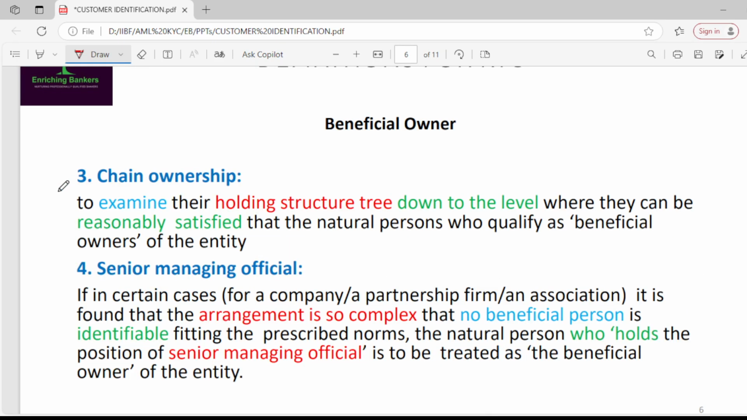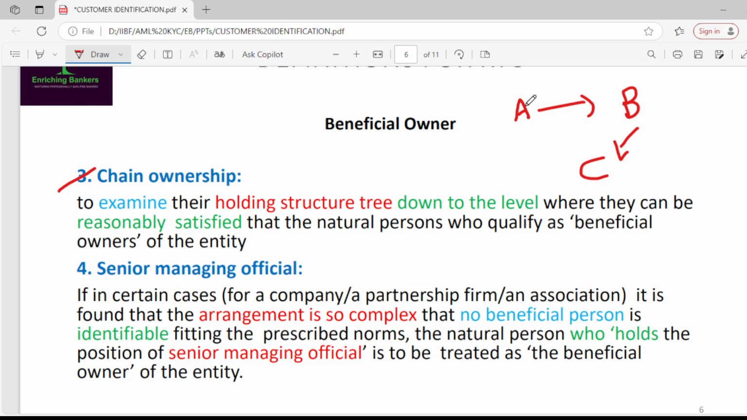Next, third norm, chain ownership. Chain ownership refers to an entity indirectly having ownership in another entity through multiple layers of ownership. For example, company A has ownership in company B. Company B has ownership in company C. So company A has indirect ownership in company C.